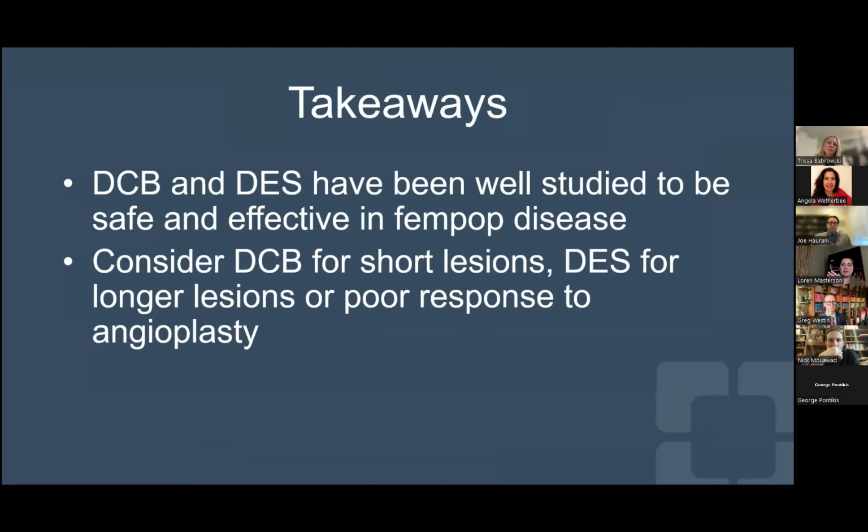Takeaway is that these have been well studied. The DCBs and the stents have been well studied. They're really safe and effective, especially for fem-pop disease. Consider the balloons for shorter lesions, stents for longer lesions, or poor response to angioplasty. Remember that there have been some limited studies in the infrapopliteal lesions, but again, for patients who are not bypass candidates, and we were talking about limb salvage as well. But again, it's been safe. People have been doing it for years now, and we've been getting great results.